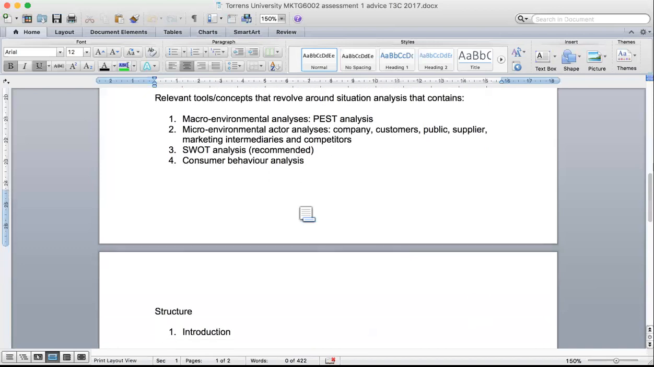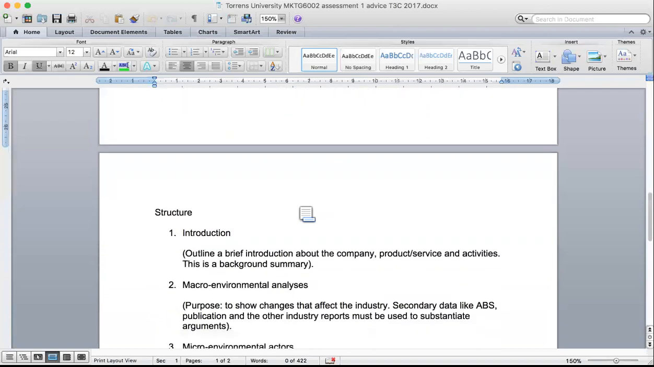analysis. Okay, right. So your assessment does not specify SWOT analysis, but SWOT analysis is normally used when it comes to situation analysis or environmental analysis. Okay, so I would strongly recommend you to use SWOT analysis.